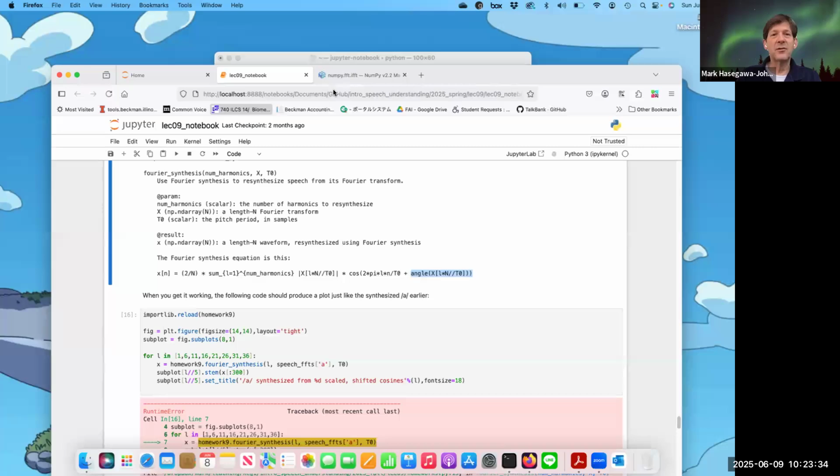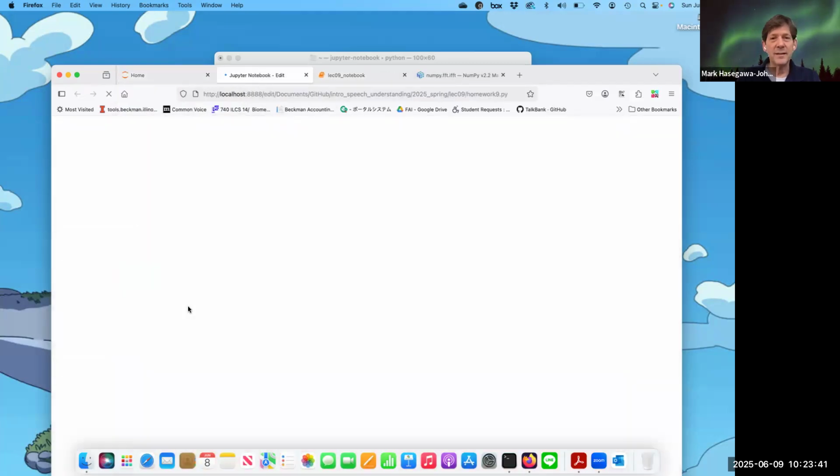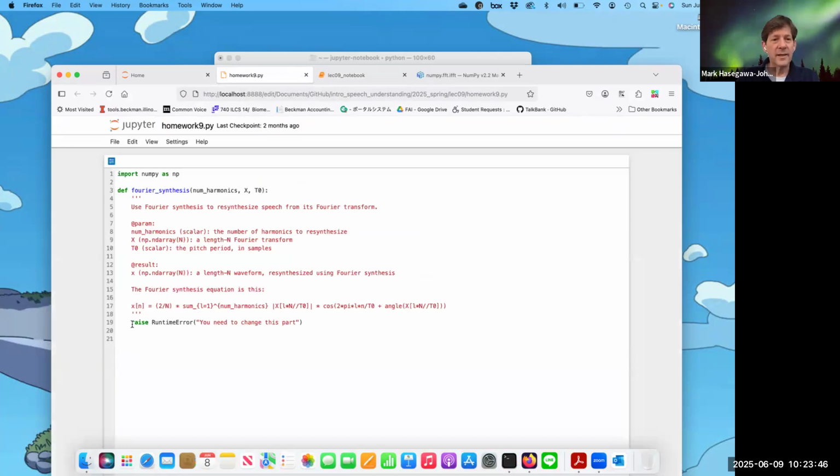So let's try just creating that code and see if that can give us the spectrum of the ah. Let me go to homework9.py. And let me cancel out this runtime error. And now what I want to do is create a signal. What is its length? Its length will be the length of the Fourier transform. So let's say capital N is equal to the length of capital X. And then small x will be just zeros of a length of capital N.